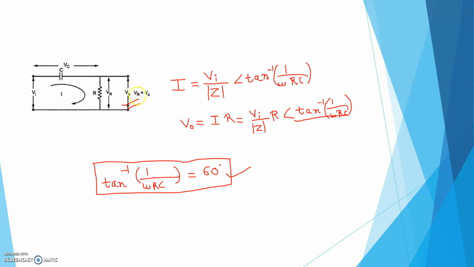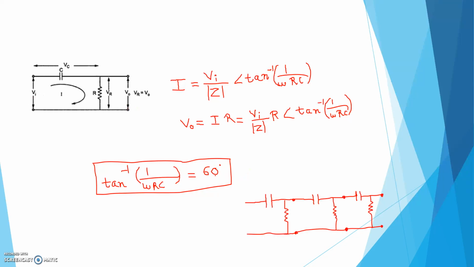Output will lead the input by 60 degree, or in other words we can say the input will lag the output by 60 degree. So in this RC combination, if we connect C and R and take the output across R, we can make a 60 degree lagging of input with respect to output, or 60 degree leading of output with respect to input, by proper design.